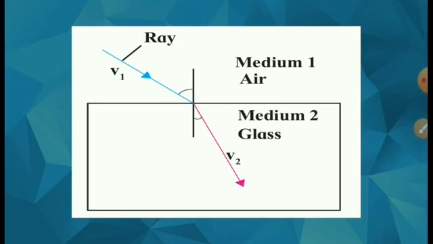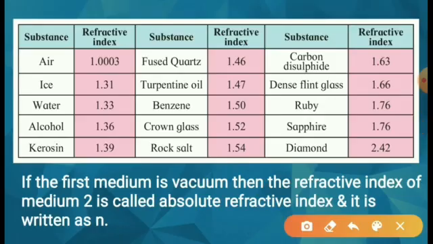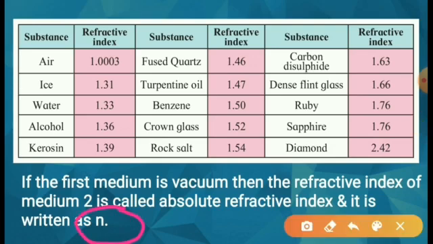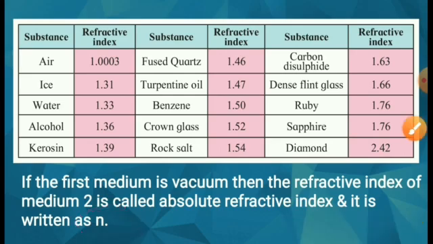Why is air always taken as a rarer medium? Because its refractive index is 1. Here a table is given for different substances and their refractive indices. The medium with the lower refractive index is always taken as the rarer medium, and the one with the higher refractive index is taken as the denser medium. So you have to remember the refractive index for air and water. If the first medium is vacuum, then the refractive index of medium 2 is also called the absolute refractive index, and it is written as n, the symbol given for that.